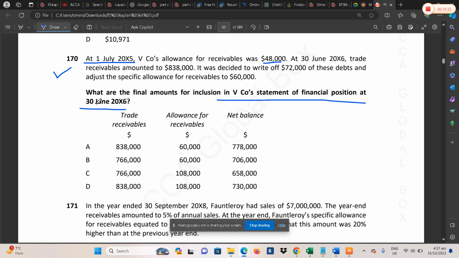So if 30 June 2006 is our year end, then obviously at 1 July 2005, our year is starting, right? So at the start of the year, our allowance for receivable was 48,000. This means that this is your opening allowance. Then he states that at 30 June 2006, trade receivable amounted to 838,000. At the year end, our receivables were 838,000. And it was decided to write off 72,000 of the debts. 72,000 is our bad debt. And it says to adjust the specific allowance for receivable to 60,000. So our allowance for receivable is 60,000, bad debt is 72,000, and receivables are 838,000.